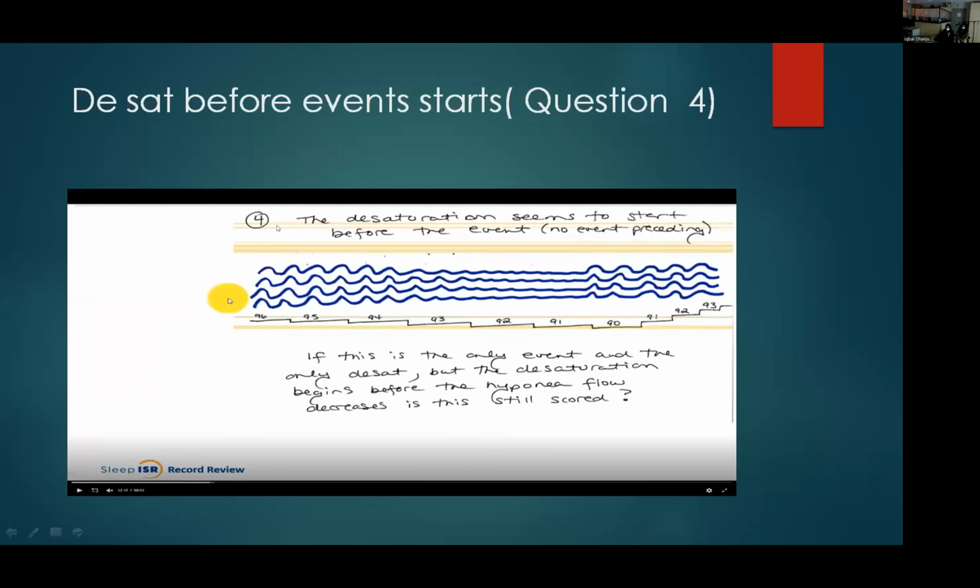So the fourth question, desat before the event start. Here you see it looks like healthy breathing, and then there's a reduction in the flow, but the saturation is going down from 96% to 90%. So can we score this as an event? If so, does the desaturation start from 96, or do we start later than that?